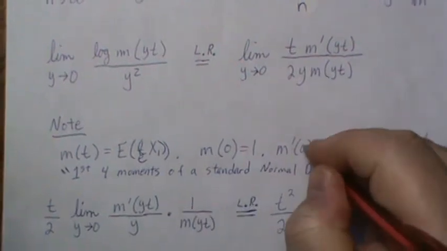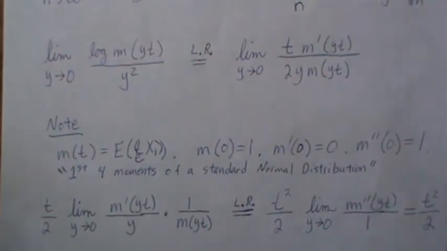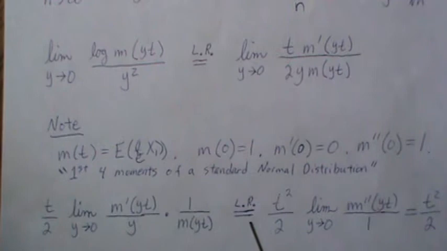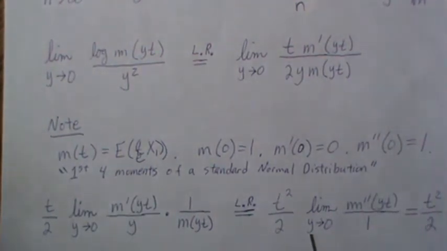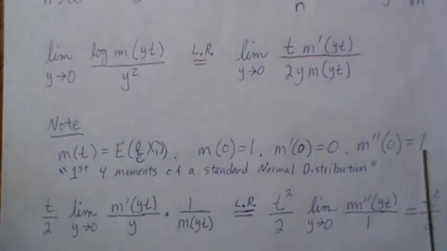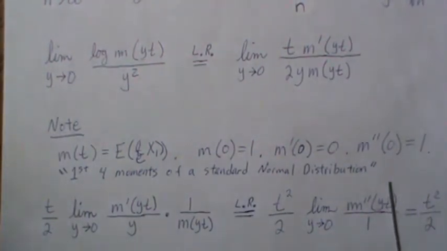So let's use L'Hopital's rule again. So here, the bottom we get 1, and here when we take the derivative of that, we get the second derivative, but the chain rule says we're going to get another t out front, and we get this t squared. So now when we let y go to 0, that's 1, it stays 1. The second derivative of the moment generating function evaluated at 0 goes to 1, so this piece goes to 1. So we're left with t squared over 2.